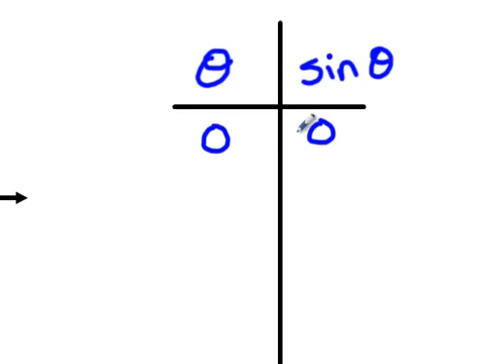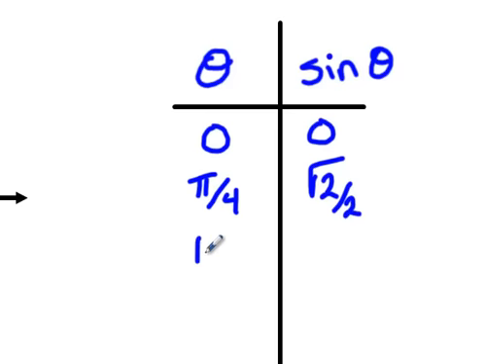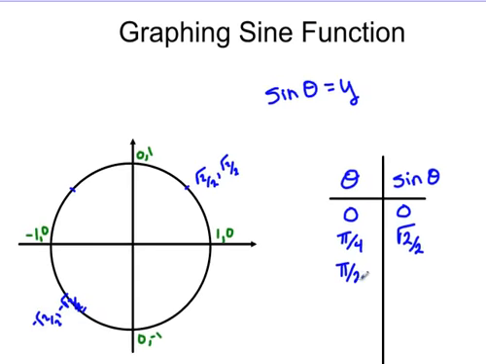Pretty straightforward. At pi over 4, on the y-axis, we're then going to be square root of 2 over 2. Then at pi over 2, on the y-axis, we're going to then be at 1. At 3 pi over 4, the y-axis is going to give us what? That y value is going to then be square root of 2 over 2.